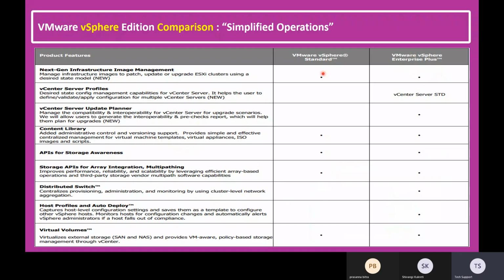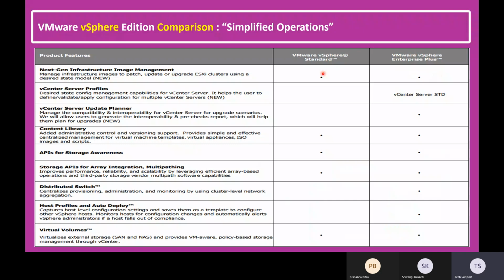Normally update, upgrade and patching can be done in two methods. You can either manually download the update or upgrade patch from the VMware website and do it manually using the command line method, or if you plan an automated method, we have to use Lifecycle Manager. And vCenter Server profiles. You can maintain different vCenter Server profiles. This profile option is available only in Enterprise Plus. It's not available in Standard. And vCenter Server update planner.